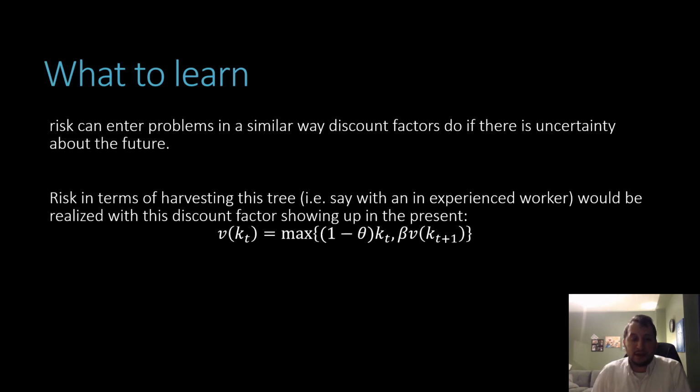So this was also a simple problem, but we want to know what we could learn from this. The first thing that we can learn is that risk can enter problems in a very similar way that discount factors do if there is uncertainty about the future. Risk in terms of harvesting the tree, i.e. let's say you have an inexperienced worker that is going out there that would have to pick up that tree. That discount factor will be realized in the present, showing up like this as follows.